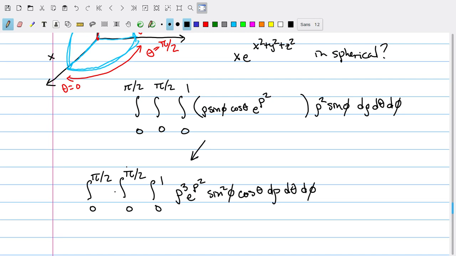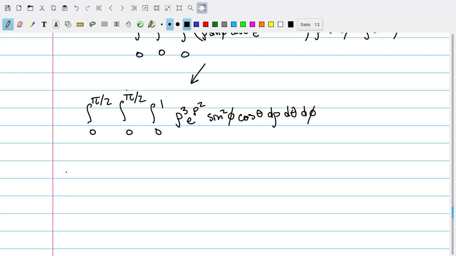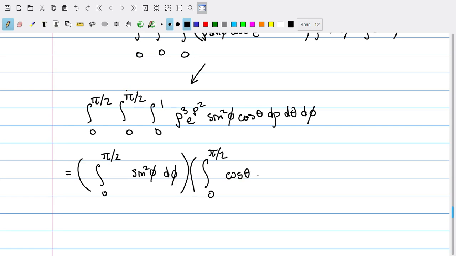And because these are products and all the bounds on the integrals are constants, this is actually equal to the product of these three separate integrals. Integral from 0 to pi over 2 of sine squared phi d phi, integral from 0 to pi over 2 of cosine of theta d theta, and the integral from 0 to 1 of rho cubed e to the rho squared d rho. Not that you have to do it that way. If you want to do it just as an iterated integral, business as usual, everything's going to work out just fine that way too. But I think this is a nice fun little trick to be able to pull off here.